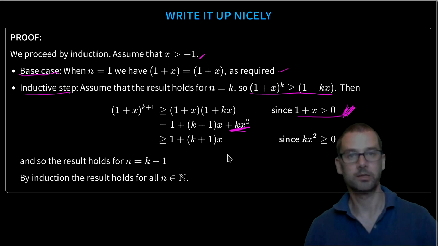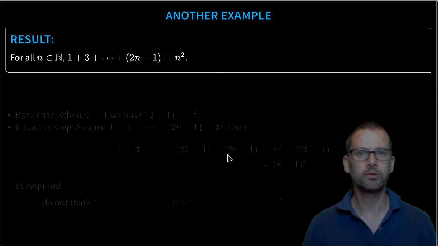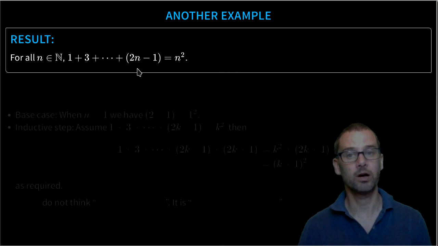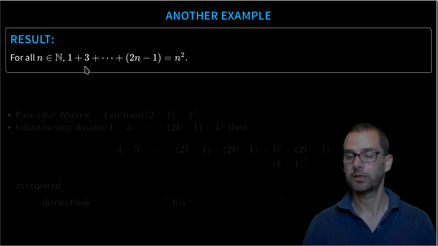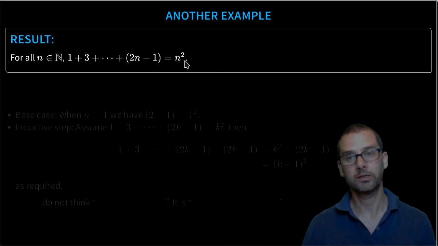Okay? So this is a nice little result. It turns out to be quite useful. So let's do another example. This is our first summation example. And this is telling us that the sum of odd numbers is a square. So 1 plus 3 plus up to 2n minus 1 is n squared for all natural numbers n.